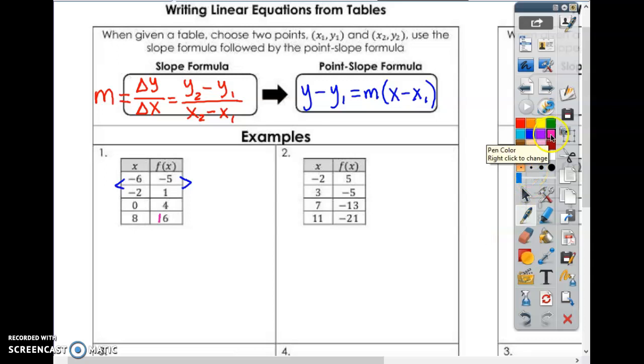Okay, so we're going to find the slope first, and it doesn't matter which 2 points you use. Just pick 2 points, dos puntos. So I'm just going to pick these 2, or you can pick these 2. It doesn't matter. So we're going to subtract the y's. So I'm going to say negative 5 minus 1. You can put that in decimals. And over here, negative 6 minus negative 2.